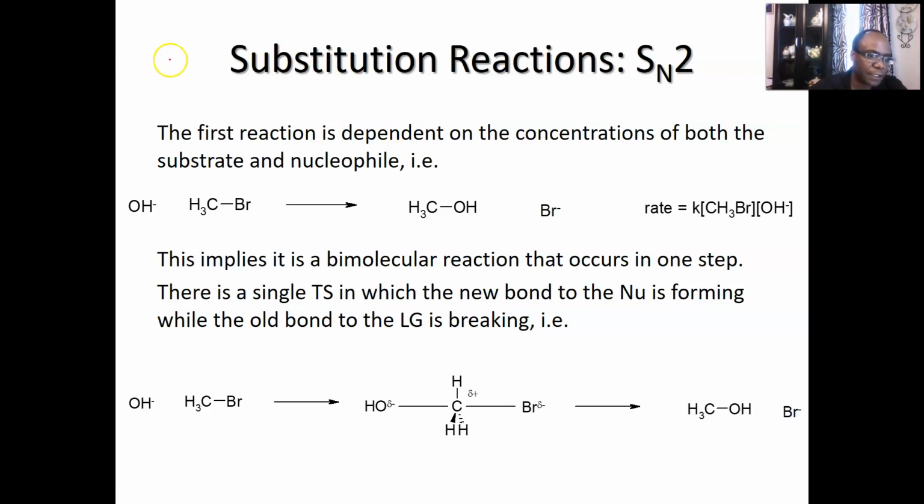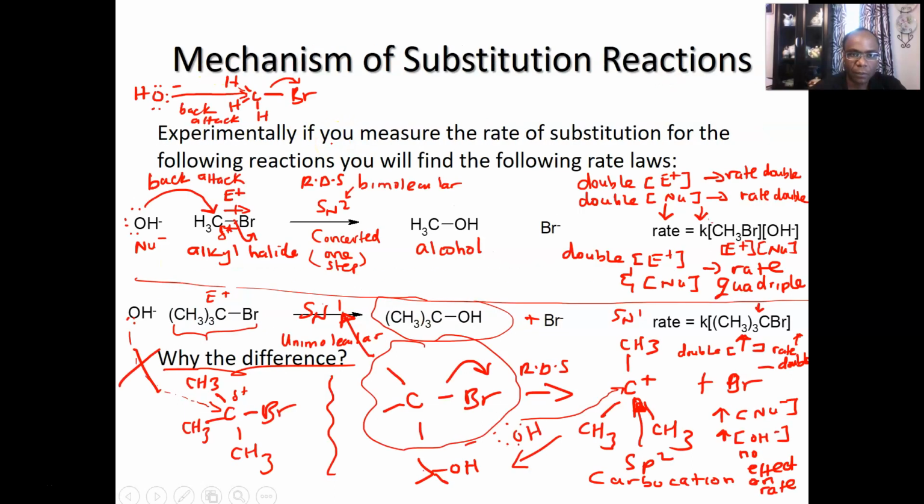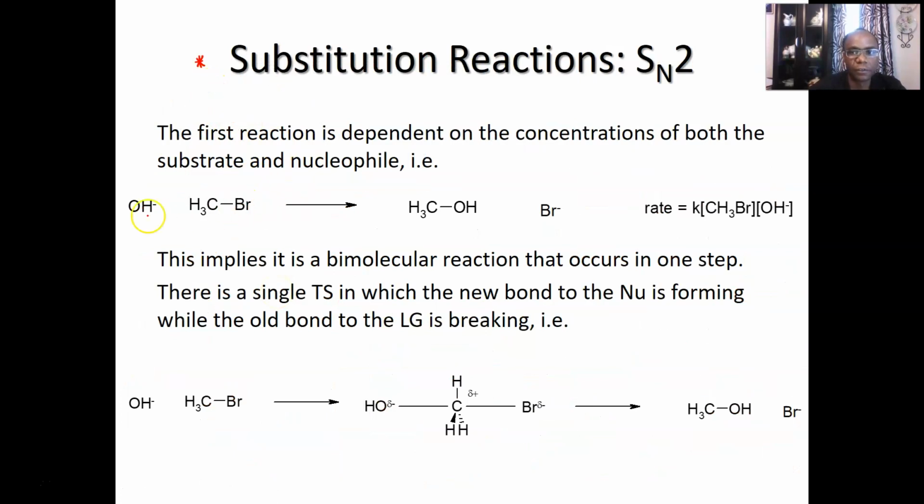So let's discuss SN2. I'm now going to break down SN2 and SN1. I'm starting with SN2. I've already given you the overview in this slide. I'll repeat myself. First rule, there's going to be a back attack of the nucleophile. So the nucleophile approaches the electrophile from the back side as the leaving group goes.